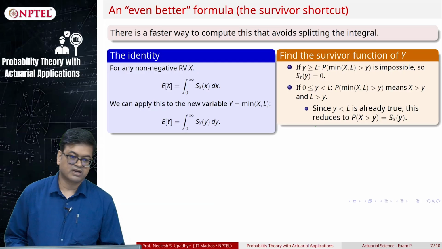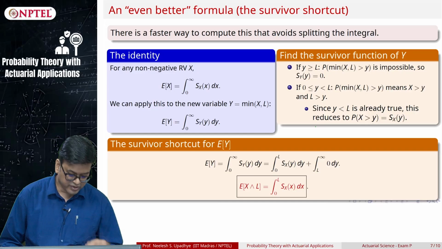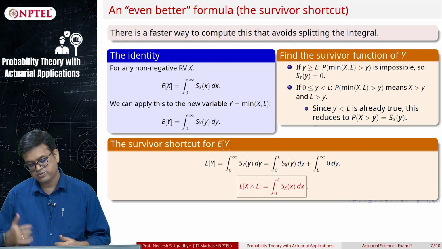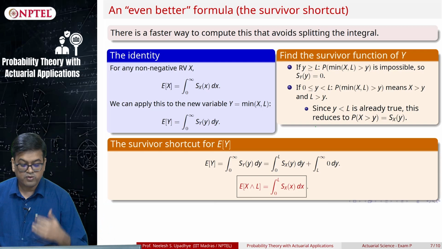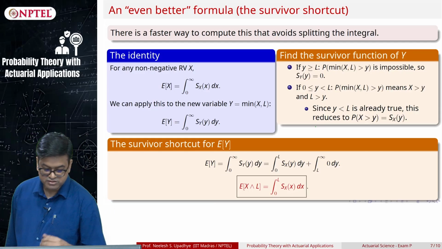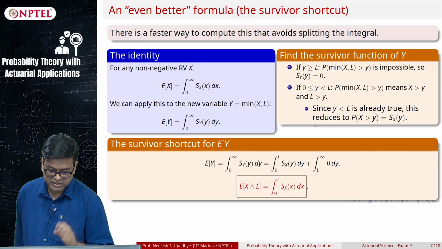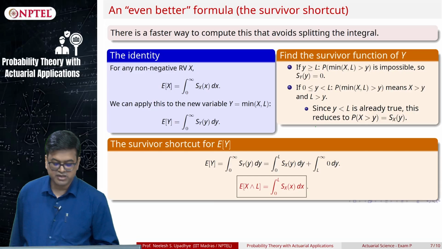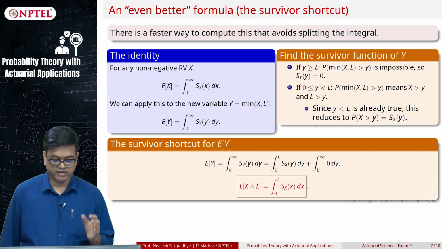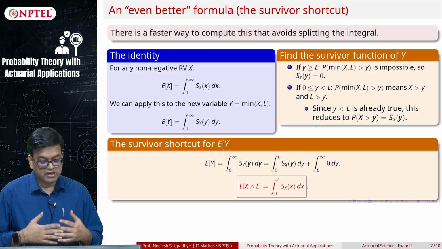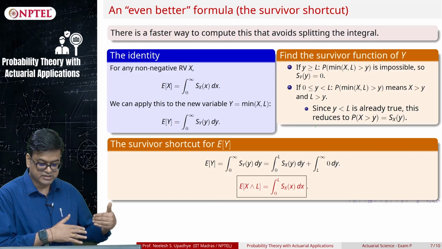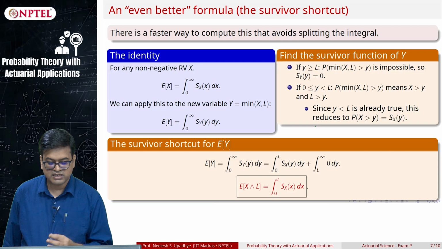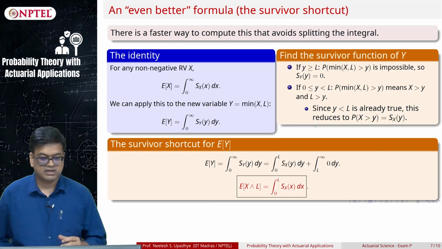How will this formula translate? It is very simple. You write the integral 0 to infinity of Sy(y) dy, and break it into 0 to L and L to infinity. Above L, this is an impossible event, so that is 0, and what remains is simply the integral 0 to L of Sx(y) dy. So, in terms of x, which is the minimum of x and L, it is the integral 0 to L of Sx(x) dx. That is the beauty.